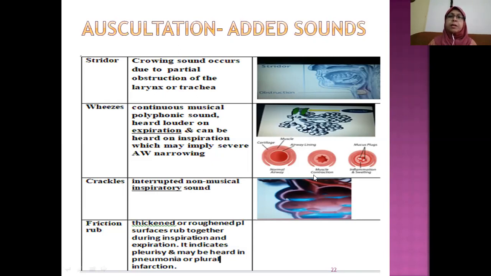Here is a normal airway, and here is the mucus plaque within the bronchiole. Due to this excessive mucosal secretion, you can listen to the rhonchi during the phase of expiration. And the crepitation is due to a collection of exudative or transudative fluid within the alveoli. And friction rub, as I have discussed, is due to thickened or roughened pleural surfaces rubbing together during inspiration and expiration.